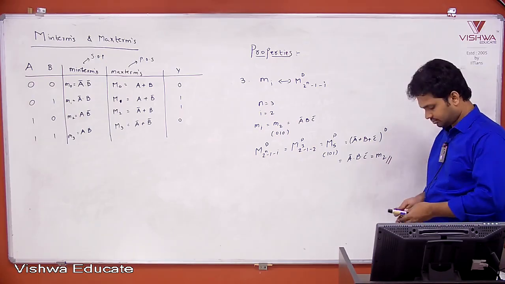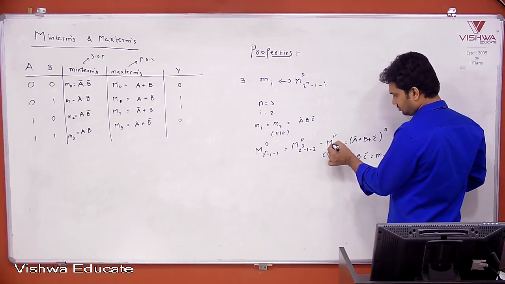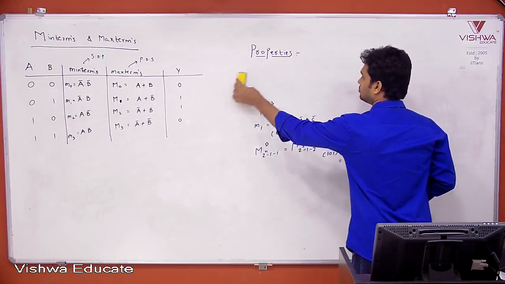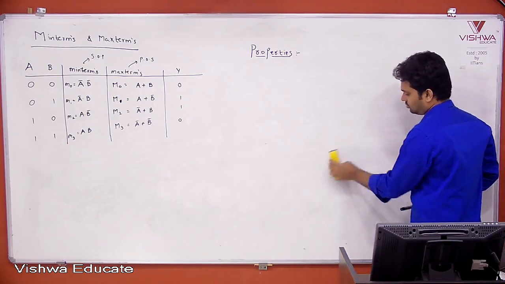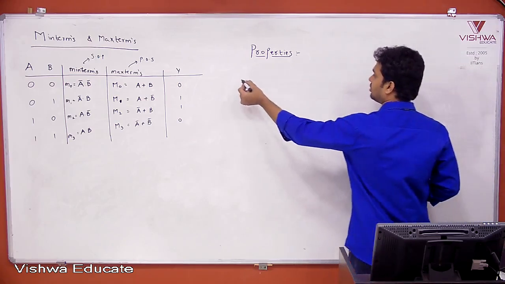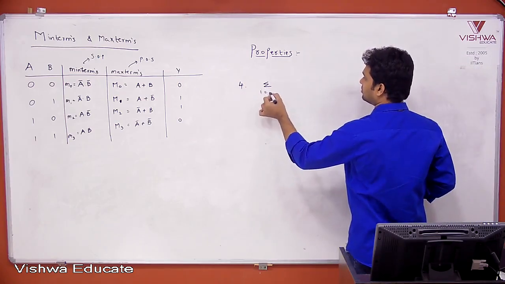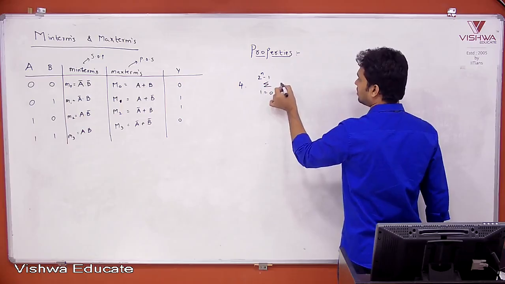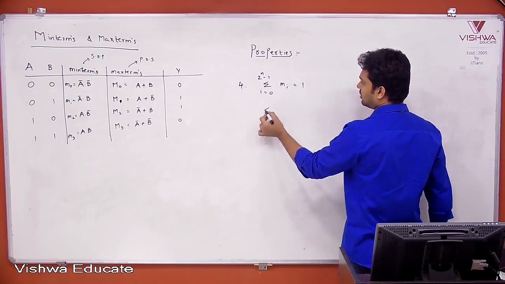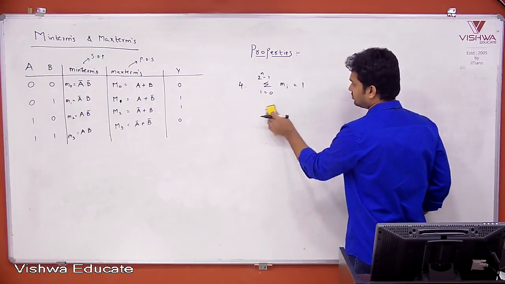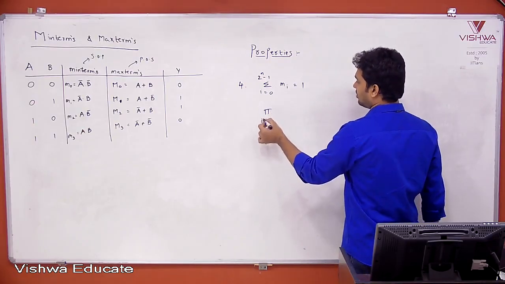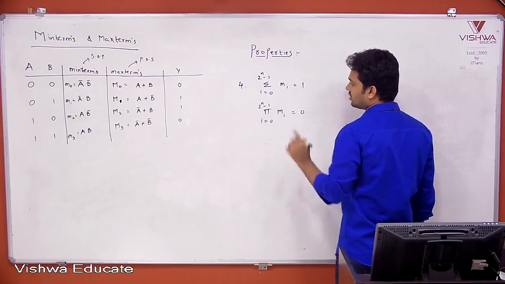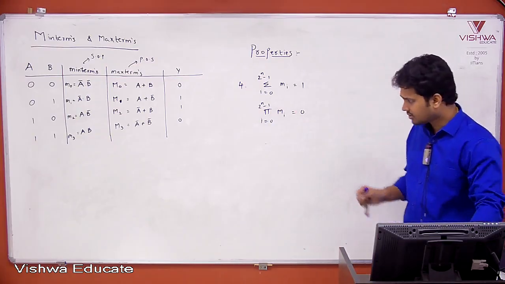Last point in this. Fourth point: sum of all the minterms is always equal to 1. Product of all max terms is always equal to 0. Pi means here product. You can understand sum of all the minterms.